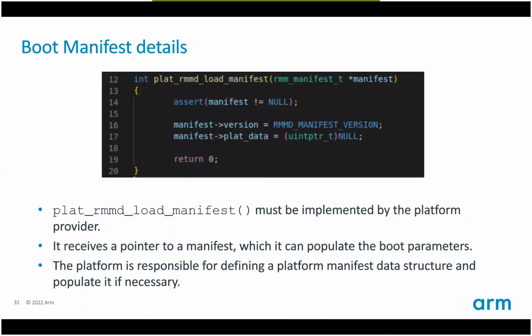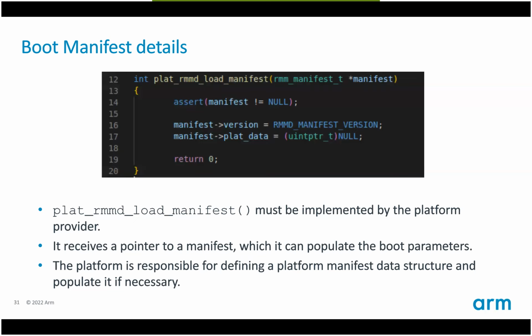Yeah, the boot manifest details. So currently, as mentioned before, the current implementation of the boot manifest only has a version number. We also cater for platform data, but we don't actually use that platform data, so we allocate that as a null pointer.